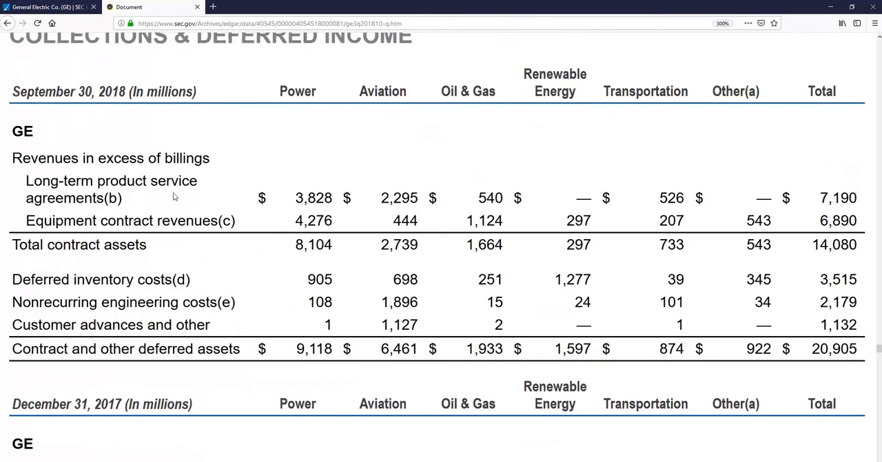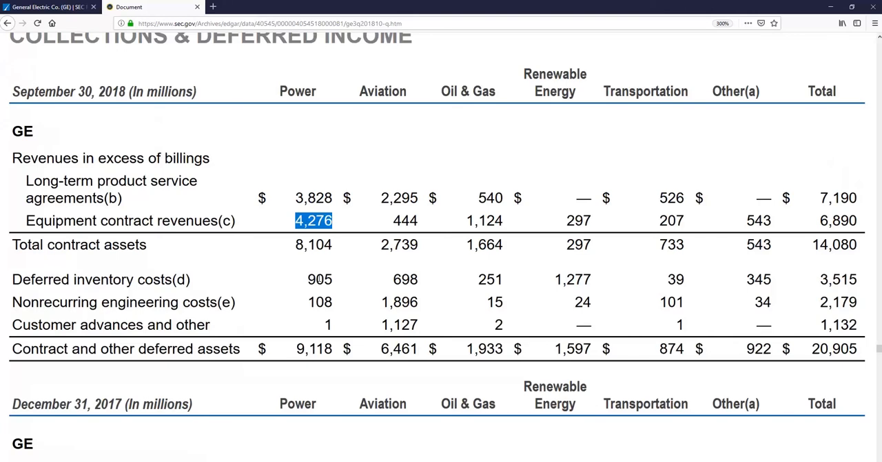It looks like long-term product service agreements and then equipment contract revenues, deferred inventory costs, non-recurring engineering costs, customer advances, and other contract other deferred assets. Okay, so what we have here is the product service agreements. So that's the contract that GE has with the company that says, hey, you're going to continue paying us to come out and service your equipment. That's a very big deal for General Electric. Same thing with the equipment contracts, right? It's equipment that is on, I guess, loan or lease or something like that.